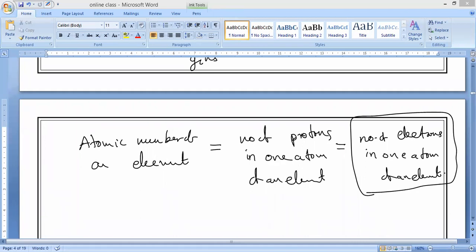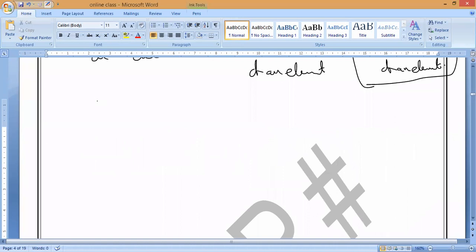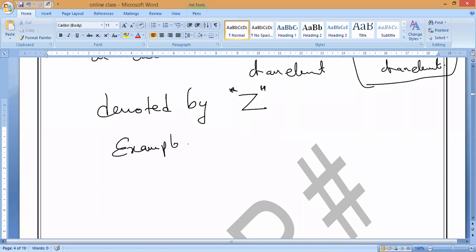Let us see, the atomic number of an element will always be denoted by the letter, which we denote as capital Z. Understanding? So this is the symbol of atomic number. Understand everybody, guys? Now, for example, let me take sodium.